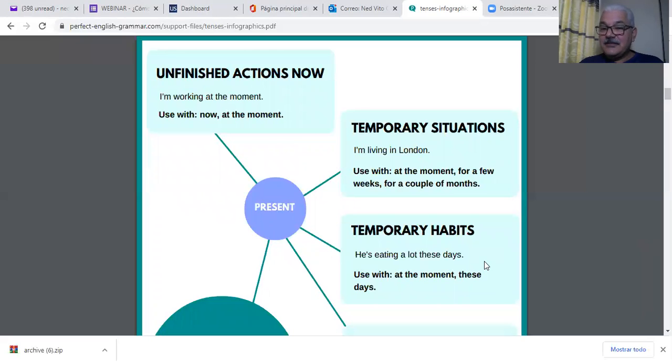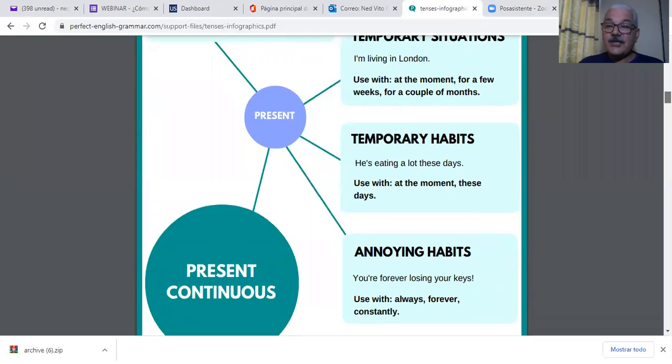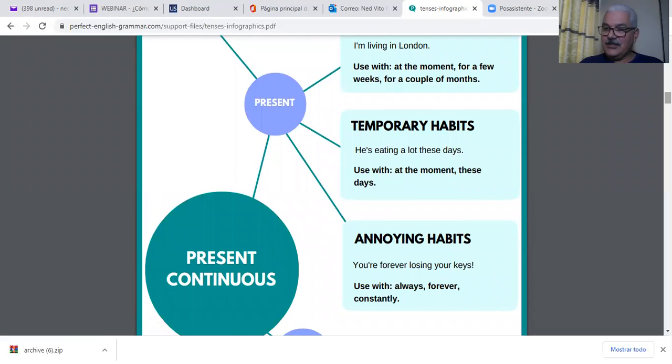Then temporary habits, such as he's eating a lot these days. So it's a habit because he's doing this constantly, but this is the way he's doing that. This is specifically the way he's eating. He's eating a lot, not just fruits or vegetables. He's eating a lot, everything these days. Maybe he is anxious, okay? Then, for that reason, we use it with the present continuous.